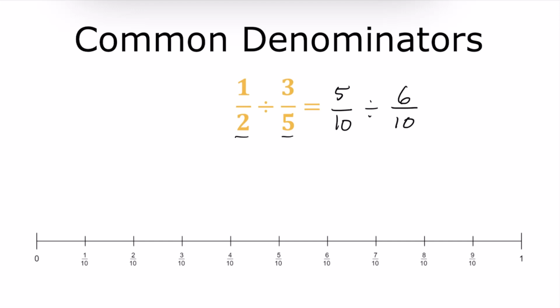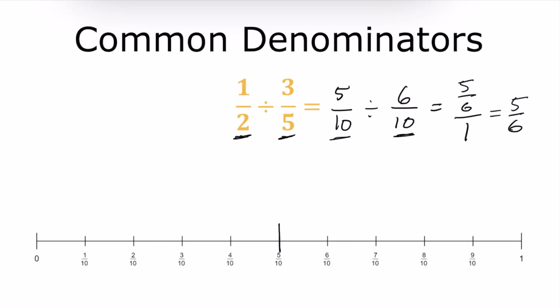And if I do 5/10 divided by 6/10, well, 5 divided by 6 is 5/6. 10 divided by 10 equals 1. But anything divided by 1 just equals itself. And so that would equal 5/6. And the reason why this method works is because 1/2 and 5/10 are the same amount. Same thing with 3/5 and 6/10. And when they have common denominators, it's much easier to divide the fractions.